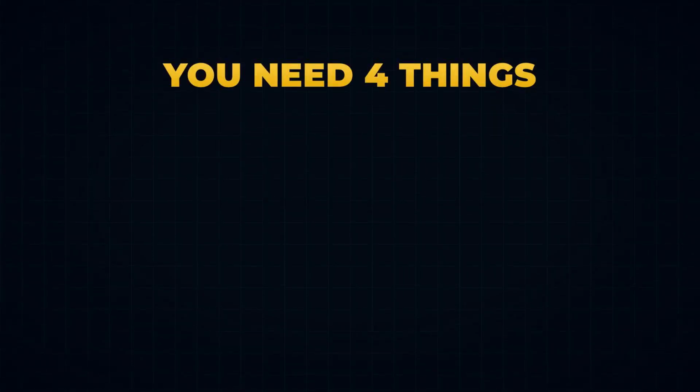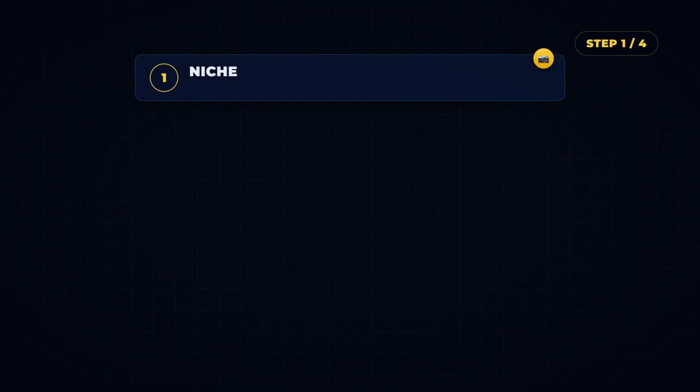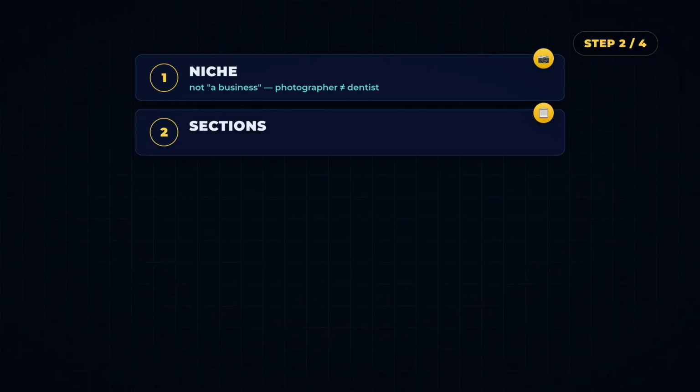4 things in your one prompt, and if you miss any of these 4, the output gets vague. First, the niche, not a business, but the specific kind of business, because the design language for a photographer is nothing like the design language for a dentist. Second, the sections you actually need. Don't make the model guess your sitemap.